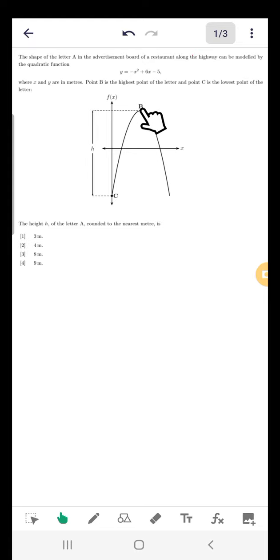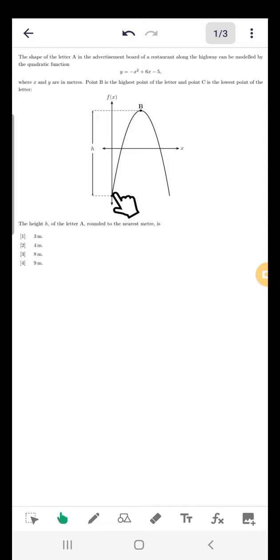So there is the highest point, which is the turning point. This is C, the lowest point. Now, what we're going to do here first, let us go to the question. They say that the height h of the letter A rounded to the nearest meter is, you choose from 3 meter, 4 meter, 8 meter, 9 meter. Okay, this our h here is the height.